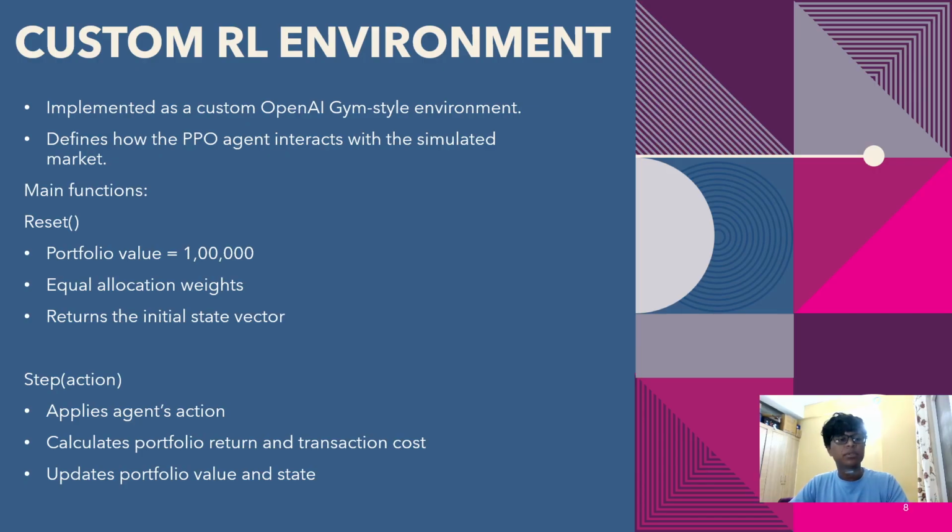Then you have the step function, which takes the action and applies the agent's action. It will calculate portfolio returns and transaction costs, and then based on that it will update the portfolio value and the state. It does this through interaction with the PPO, and it will allocate capital accordingly.